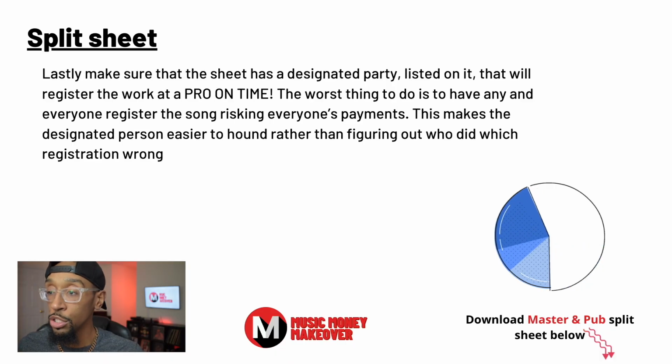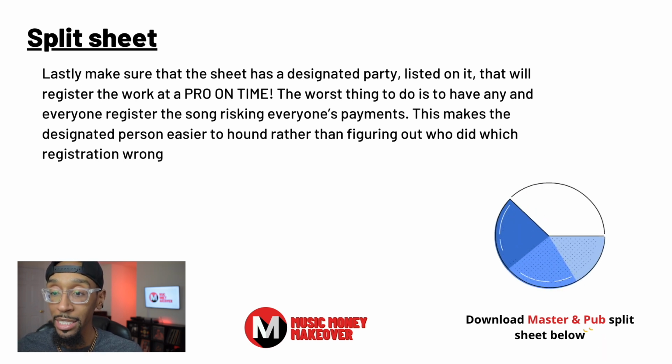So the worst thing to do is to have any and everyone register the song, risking everyone's payments. This makes the designated person easier to hound rather than figure out who did which registration wrong. And just a side note, if someone does one registration and the other person does the other registration and then you start confusing the two and it's not done right, and this person registered this song with the wrong splits and the right splits, nobody gets paid. All splits must be reconciled before anybody gets paid, and the best way is to start at your PRO.